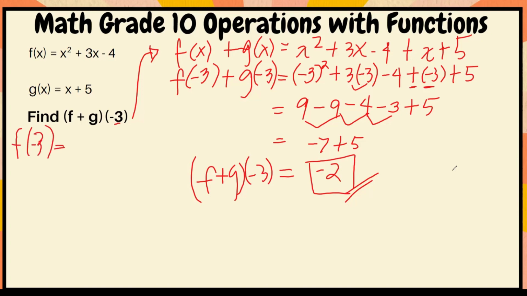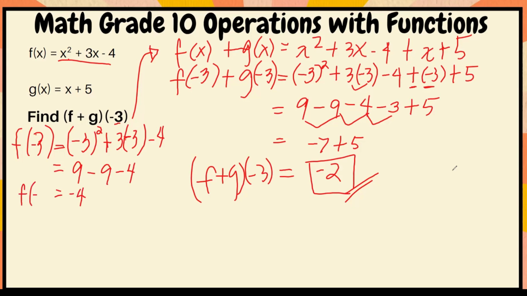Okay. So let's use your f of x. So we have negative 3 squared plus 3 times negative 3 minus 4. So we have 9 minus 9 minus 4. Therefore, this is negative 4. So our f of negative 3 is negative 4.